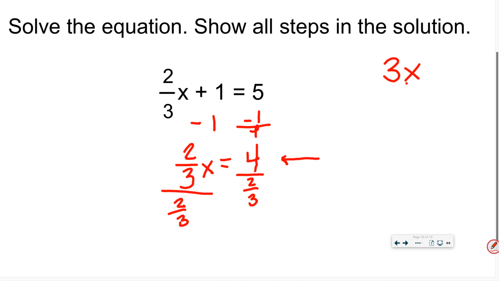The reason being, I know that any number divided by itself, or any number over itself in a fraction, is 1. It doesn't matter if that's a fraction, a decimal, or even an irrational number. Any number divided by itself is 1 whole. So after I do this, I can just erase here because I have a 1. So now x is by itself. What I need to focus on is the other side of the equation because I don't want to leave it like that. That operation tells me that I'm doing 4 divided by 2/3.